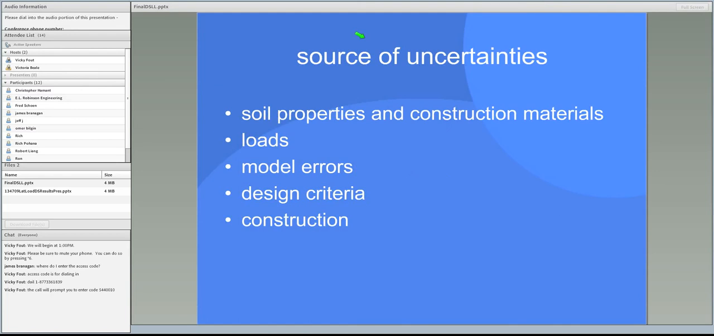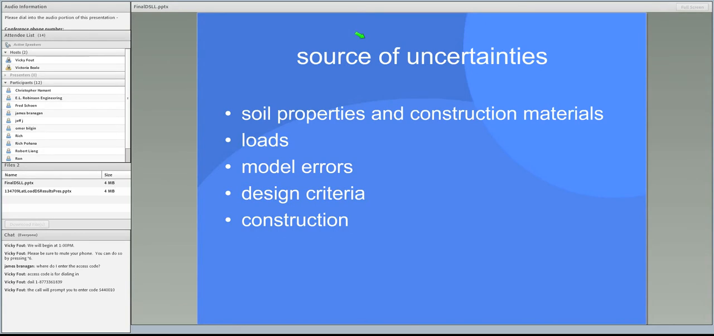Why do we need reliability-based design? Well, there are various sources of uncertainty in the design process, and we need to accommodate all these uncertainties in the design. That's the reason why we should use a reliability-based design. And LRFD is a simplified format of the reliability-based design.